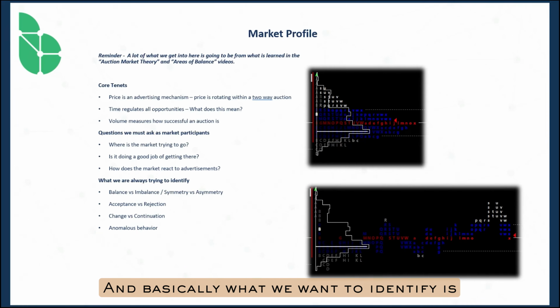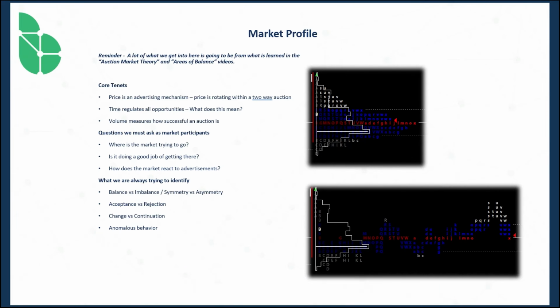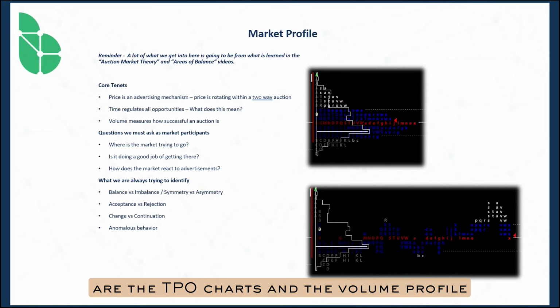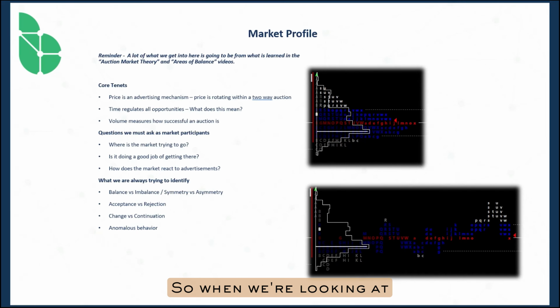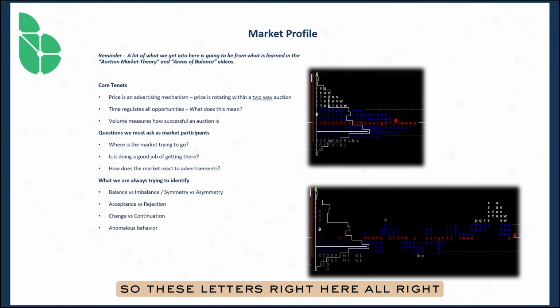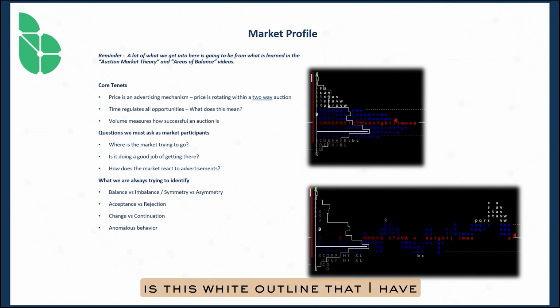Basically, what we want to identify is whether the TPO charts and the volume profile charts are confirming each other. When we're looking at this TPO chart, for example, these letters right here, the volume profile is this white outline that I have laid over the top of that. We want to see that these are confirming each other. Clearly, if the market auctions into a certain area but volume doesn't follow, we would say that the market is likely not doing a good job in that area.